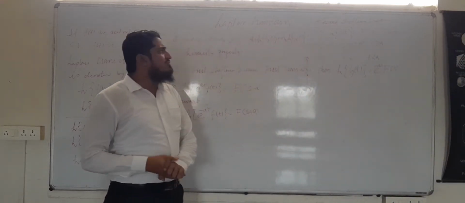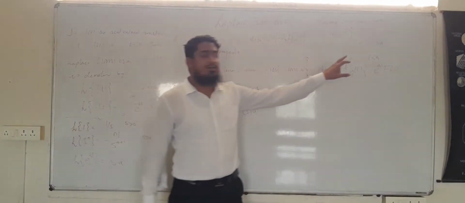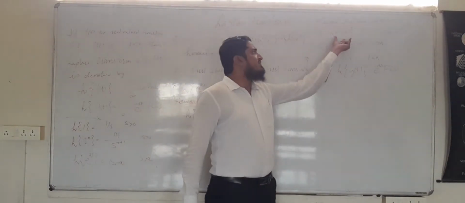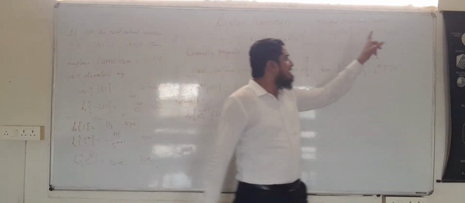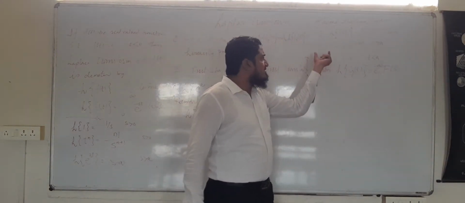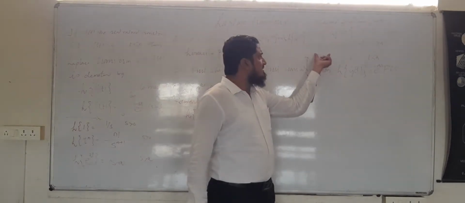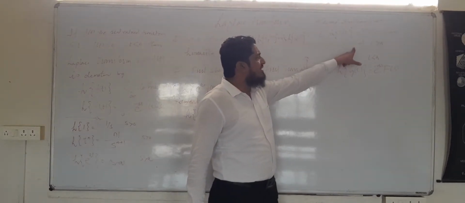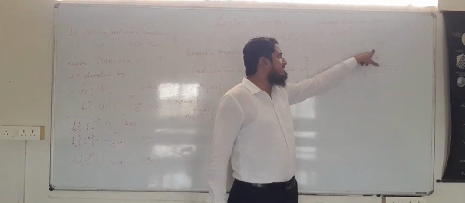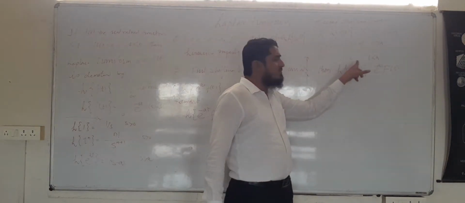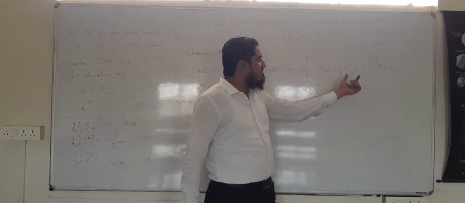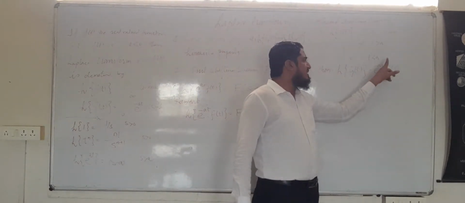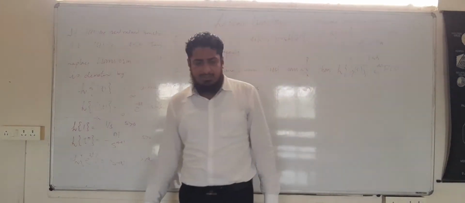In the second shifting theorem, if the Laplace transform of f(t) is equal to F(s) as given in the definition, then the function g(t) is given as g(t) equal to f(t minus a) whenever t is greater than a, and 0 whenever t is less than a. Then the Laplace transform of g(t) is equal to e raised to minus as F(s).